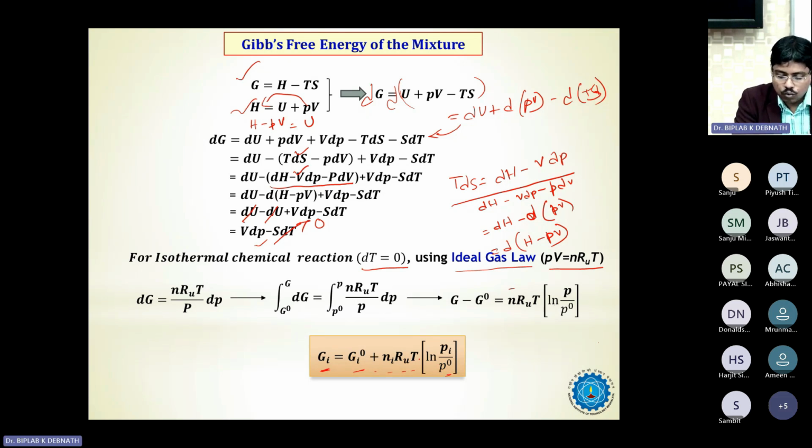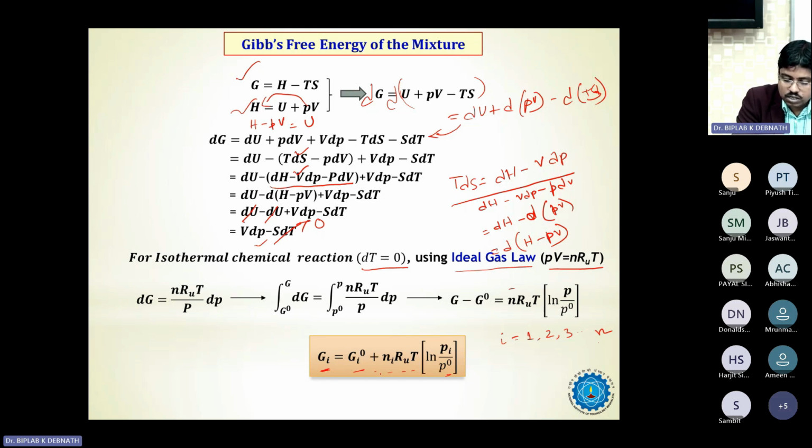So what is i? i is basically the species for which you are writing the equation. i is species 1, 2, 3; there may be 4, there may be n number of species present in a particular chemical reaction.